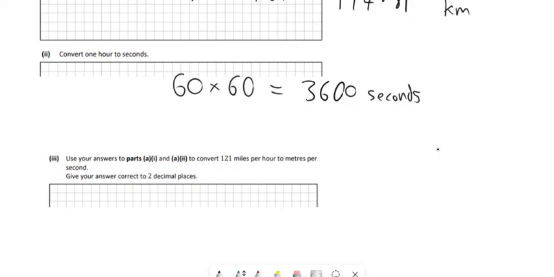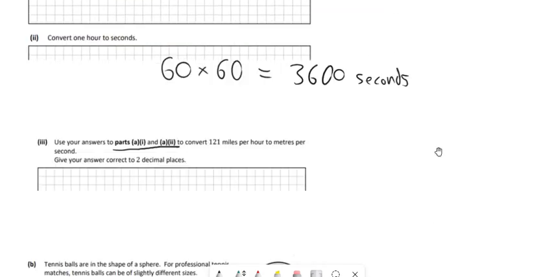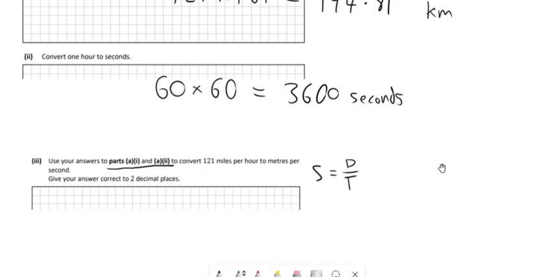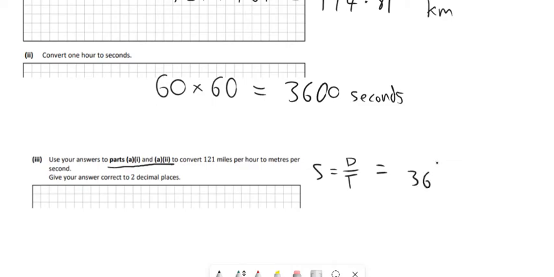Yep, so use answers parts I and II to convert 121 miles per hour to meters per second. Now obviously to do speed we do distance over time. That's really what we're doing here. The 3,600 is in seconds already, that's what we want, but we want meters per second. Now we have 194.81 kilometers, so we need to convert that into meters first of all.